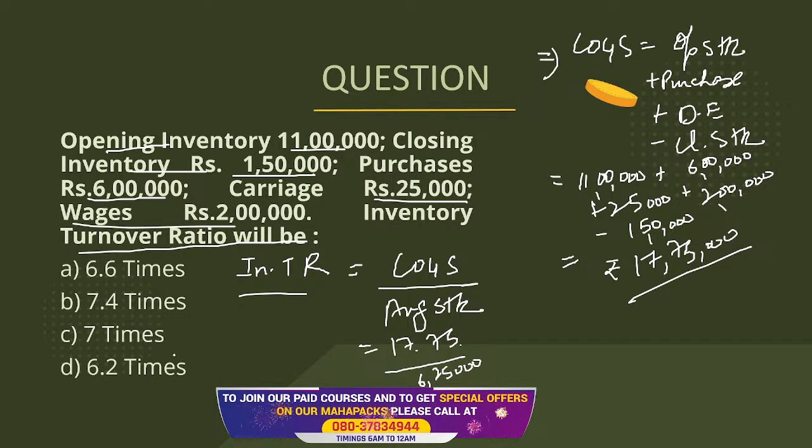I think I made a mistake in some calculations there. Opening inventory is 11 lakh. Yeah, it is 11 lakh. And closing is hardly 1,50,000. Probably there's a mistake in the question while calculating it. So 11 lakh plus we had purchases of 6 lakh plus we paid carriage plus wages minus 1,50,000. Yeah, it turns out to be 17,75,000 only.